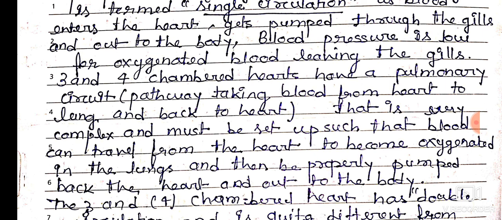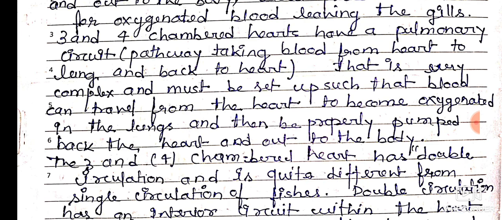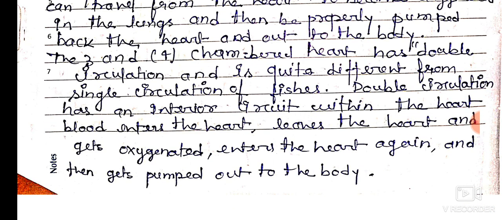Three and four chambered hearts have a pulmonary pathway taking blood from the heart to the lungs and back to the heart. That is very complex and must be set up such that blood can travel from the heart to become oxygenated in the lungs and then be properly pumped back into the heart and out to the body.